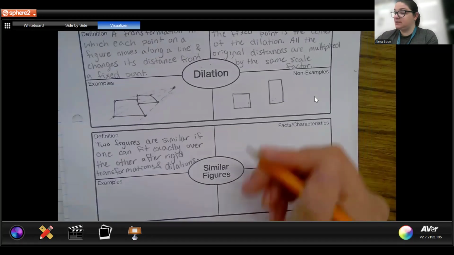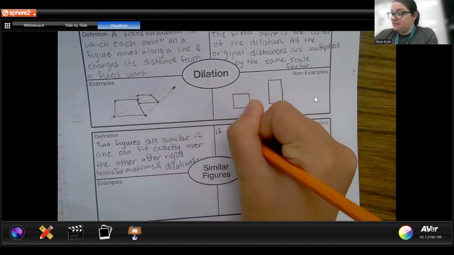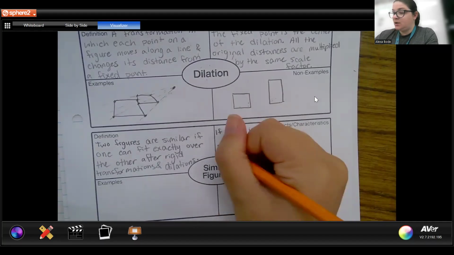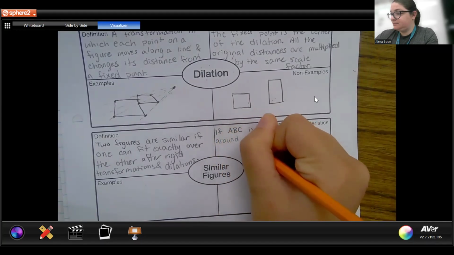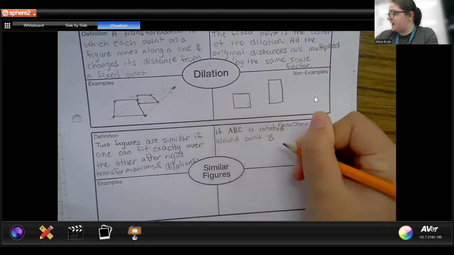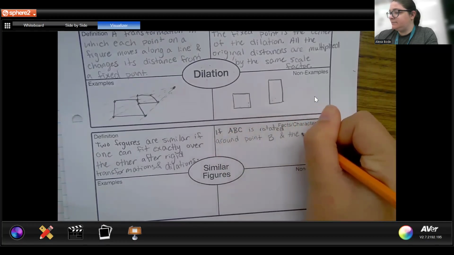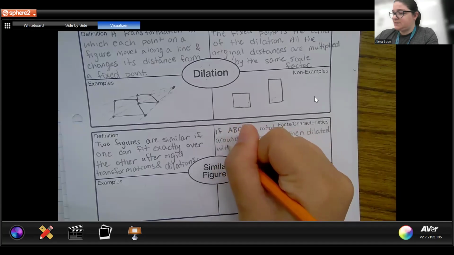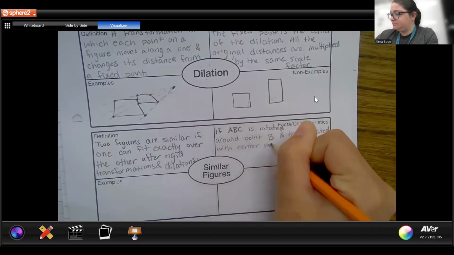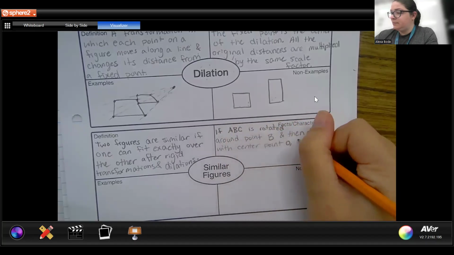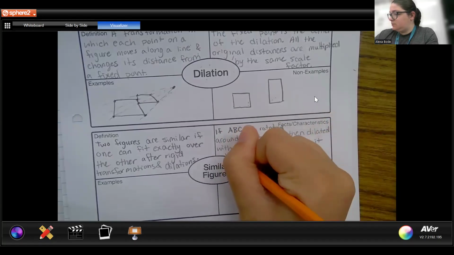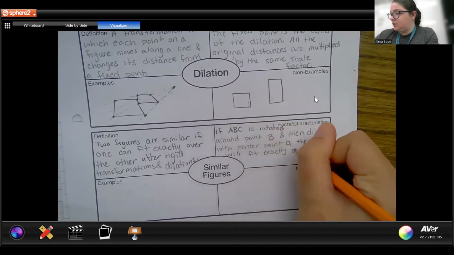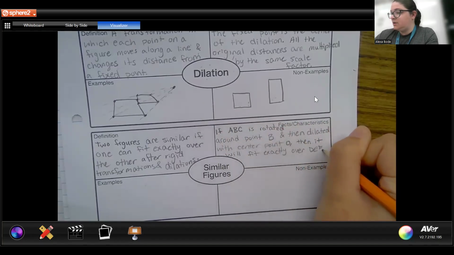So our facts and characteristics: if ABC is rotated around point B, and then dilated with center point O, then it will fit exactly over DEF. I don't know how I feel about this facts and characteristics. So this is really just an example.